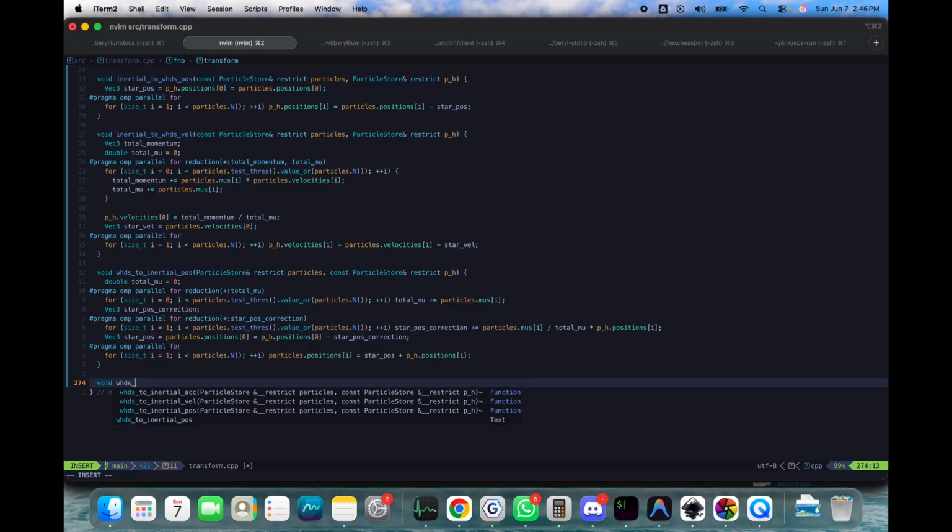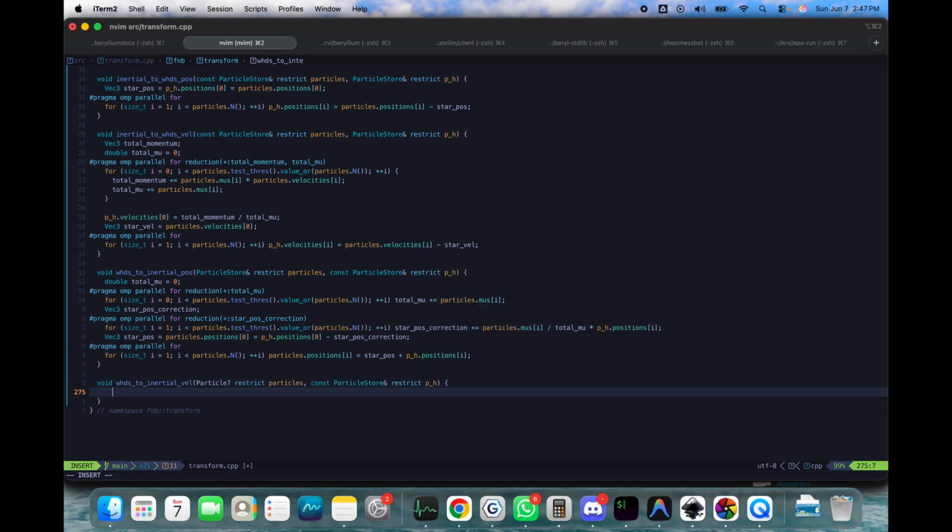Now to inertial vel, very similar signature. Particles, particle store, restrict ph. Okay.